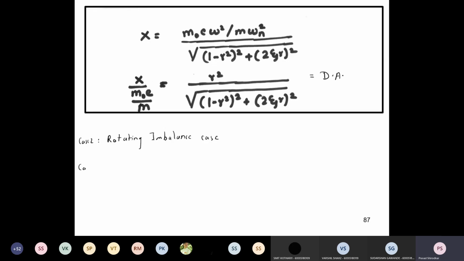Okay. Now case 3 we are going to consider is called support excitation. All right. So in this case, the excitation is not directly applied to the mass, but it is applied to the supporting structure of the mass. So we will see how that works out. Case 3, I should write it. I will just explain.